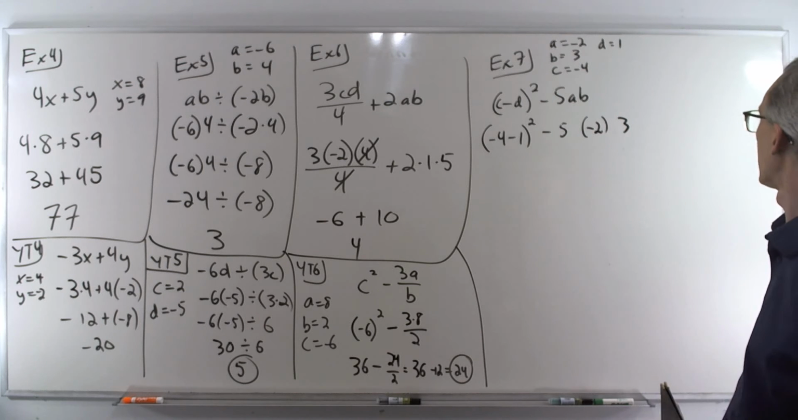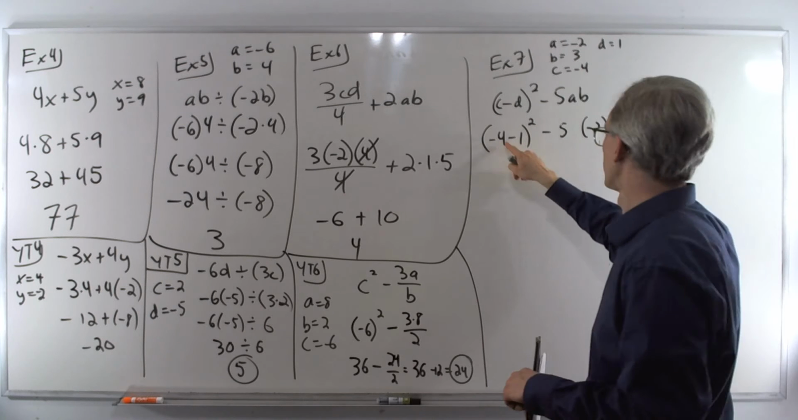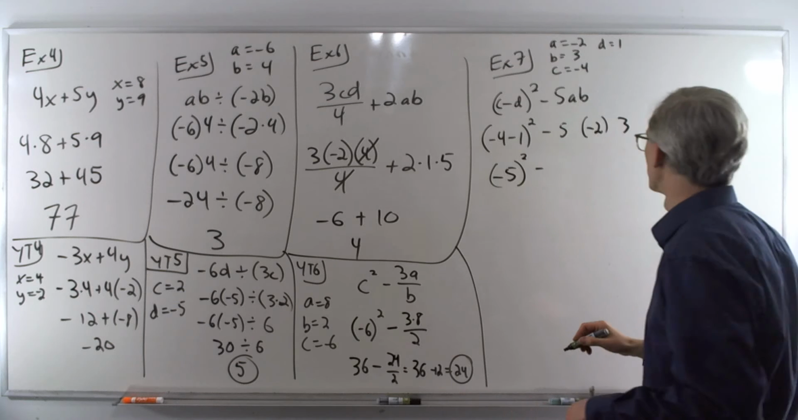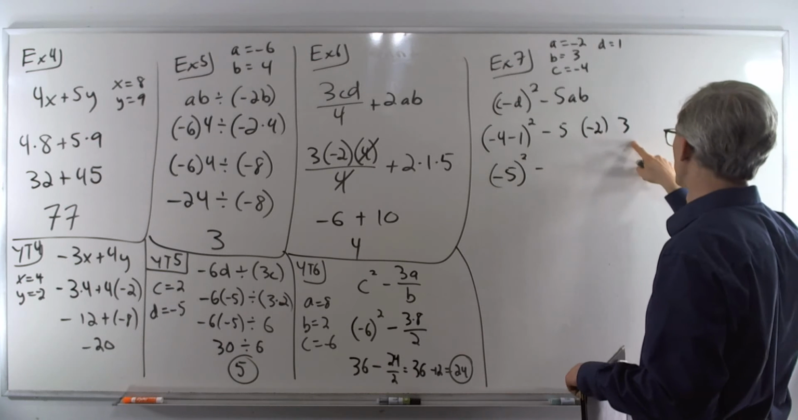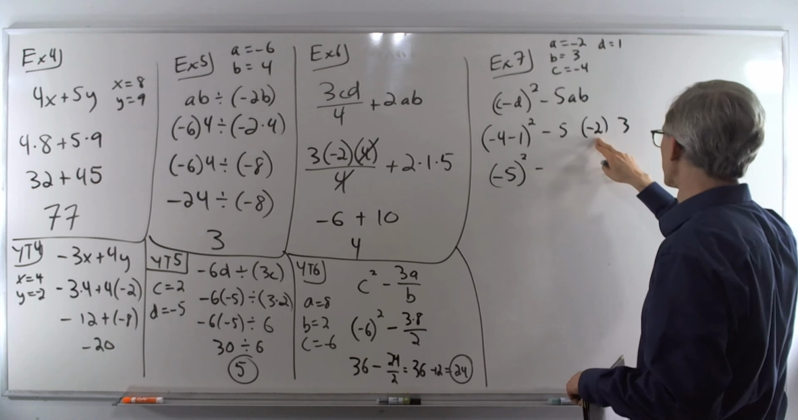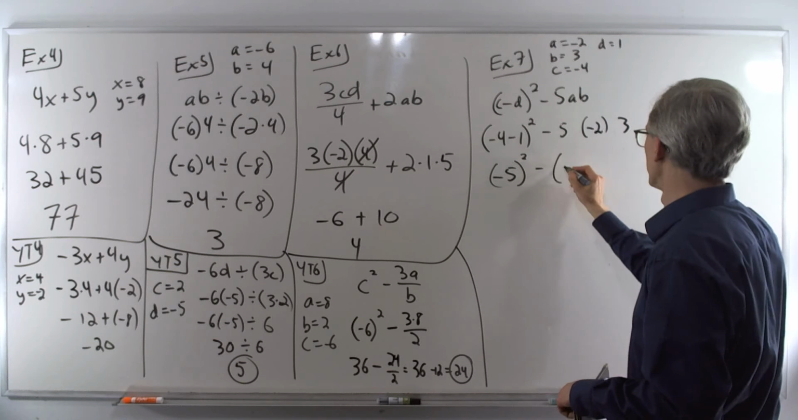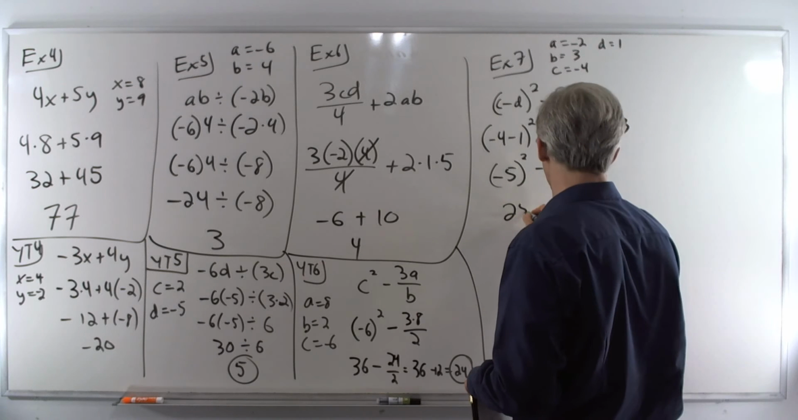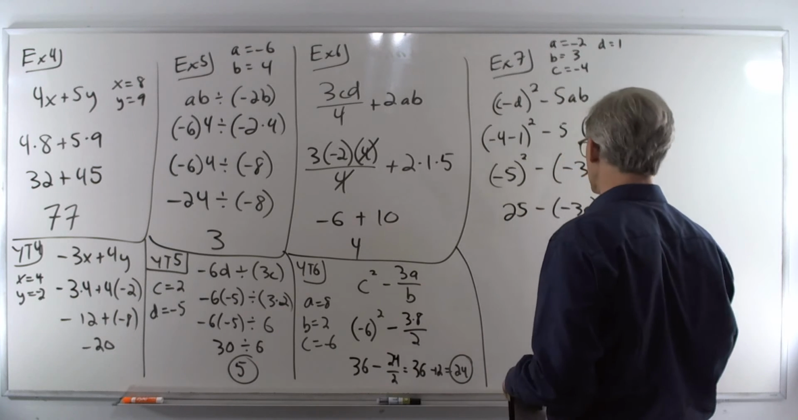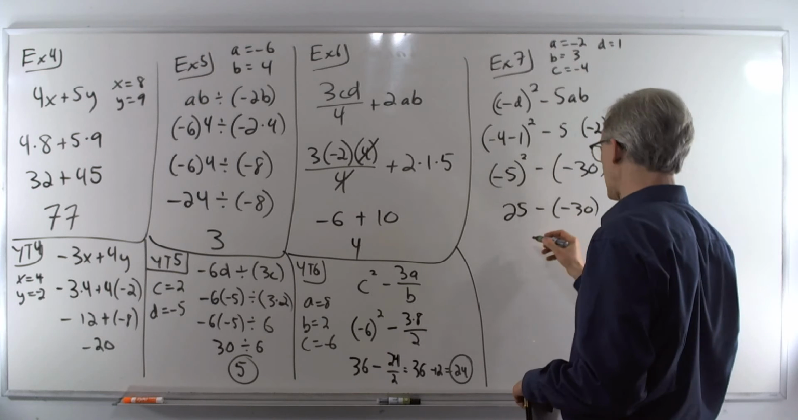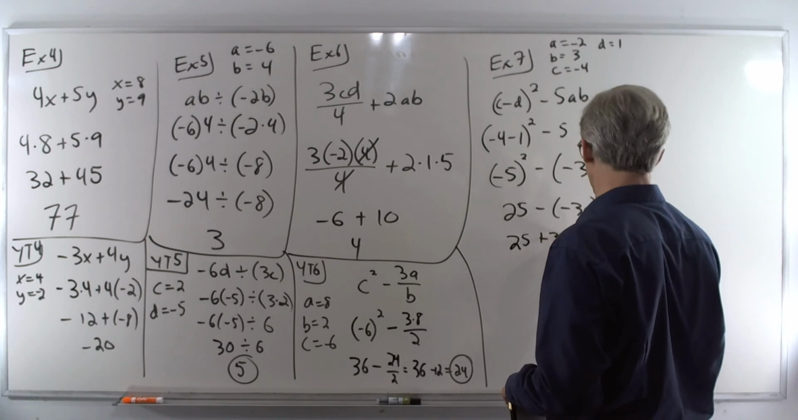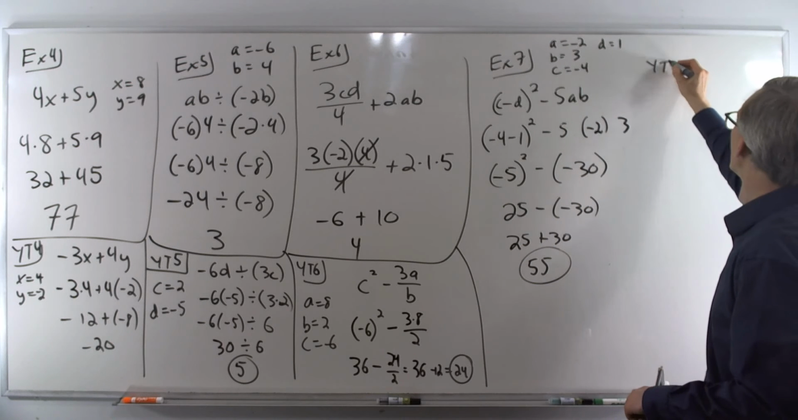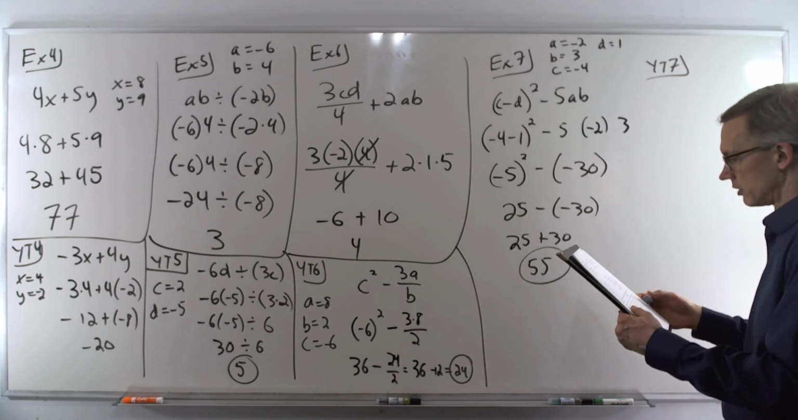Okay, there we go. Now let's do the parentheses first. Negative 4 minus 1 is negative 5. Keep it in parentheses, squared. And we're separated by subtraction, so we can go ahead and multiply these out. 5 times negative 2 is negative 10, times 3 is negative 30. All right, now we can square this, get 25, minus negative 30. Subtracting a negative is like adding a positive, so that's 25 plus 30, or 55. Your turn, number 7.